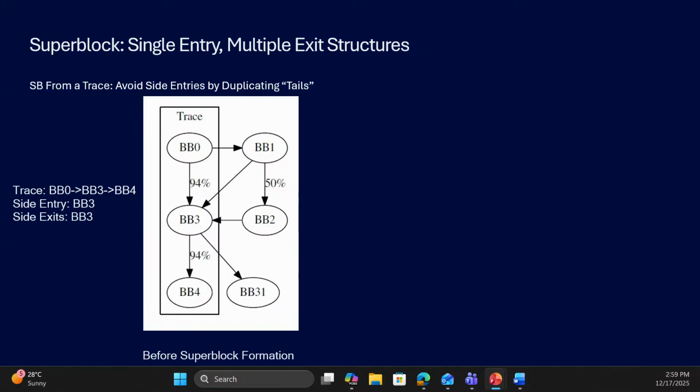Okay. And now, what is the side entry here? This is the trace. This is the entry, this is the exit. Which is the side entry? Yes, BB3 is a side entry because control flow can happen in between this trace to BB3. Okay, what is the side exit here?